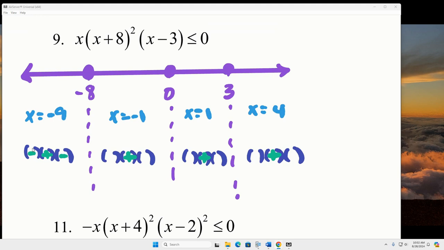And then an even number of negatives when you're multiplying is a positive. All right, same thing. Plug in. Works out exactly the same way. When we plug in 1, it should be a negative once we multiply it all out. And then 4 is all positive.